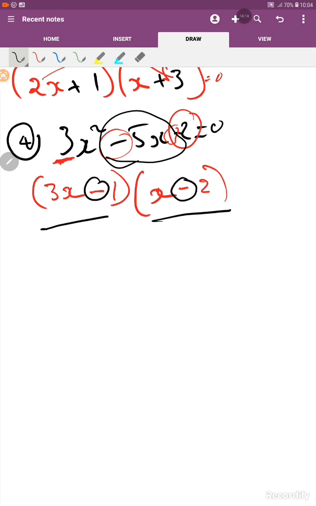So if we check, when you multiply, 3x multiplied by x is going to give us 3x squared. But when you multiply 3x by 2, it's going to give you 6x, right? So let's deal with it. Our sign is going to be controlled by the value when you multiply that and that, right?